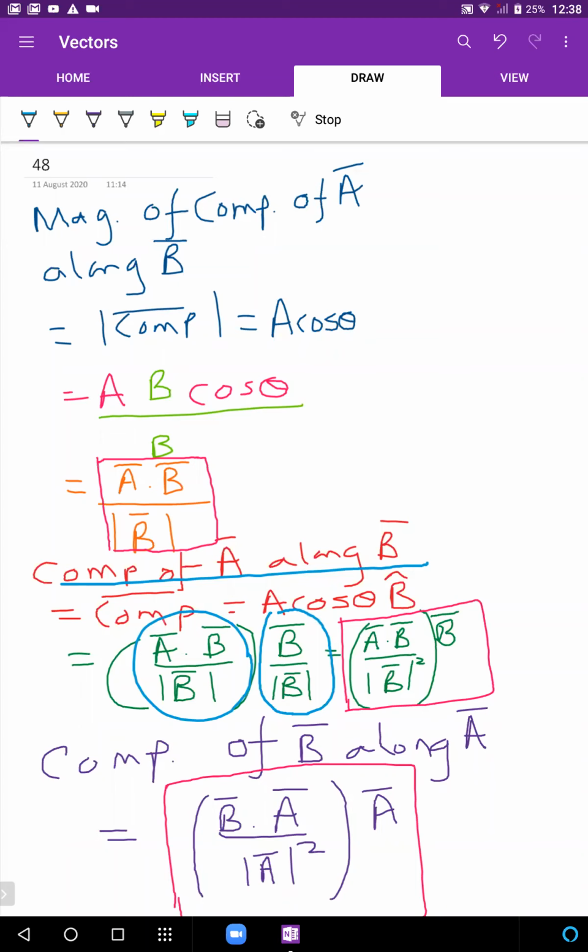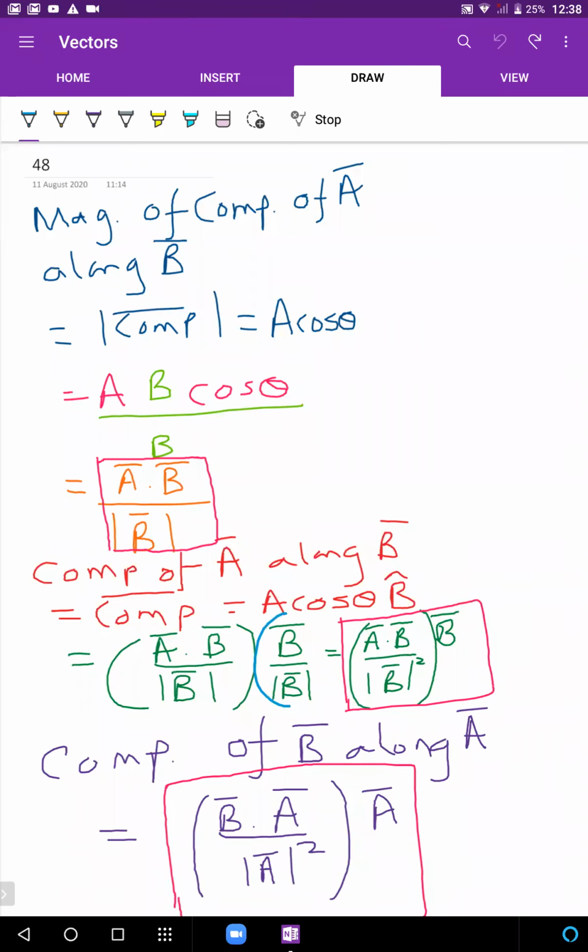B cap is vector B upon magnitude of B. तो यहाँ पे ये क्या हो रहा है? This is dot product upon magnitude of B का square into B bar. This is component of A along B bar. Did you understand till here?